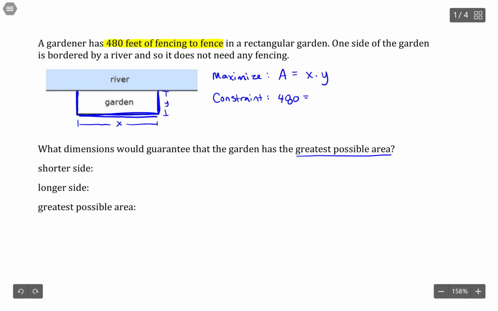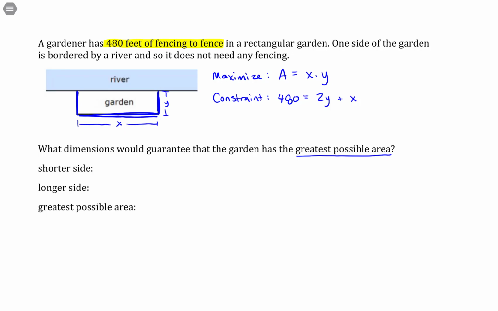Now, if you'll notice, x times y still gives me area, but to get 480, I don't need any fencing along the river, so this is similar to the concept of perimeter, but not exactly. I only need 2 dimensions of y plus 1 dimension of x, because I only need to go on one side of the garden.